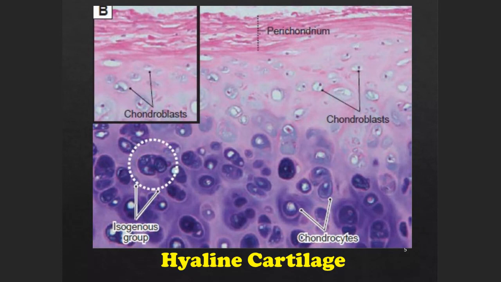Chondroblasts and chondrocytes. What are the cells for bone? Osteoblasts, osteocytes, osteoclasts. In this, osteoblasts and osteocytes are your bone forming cells, and osteoclasts are your bone resorption cells.